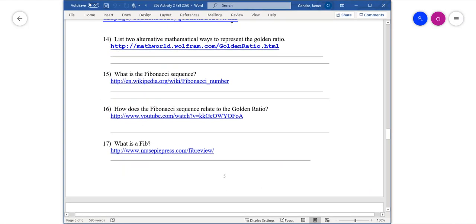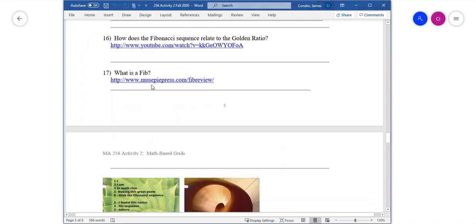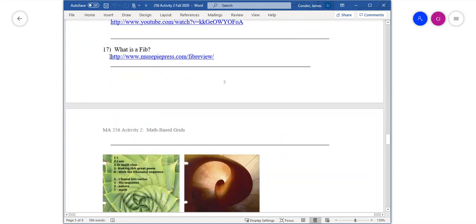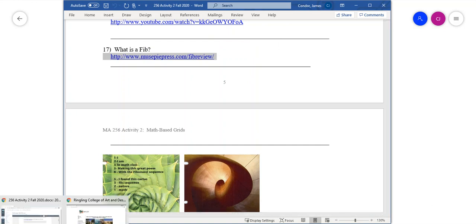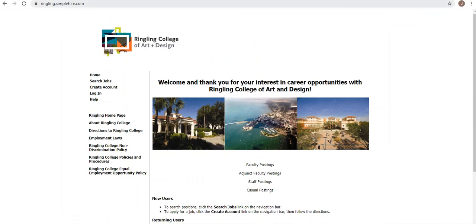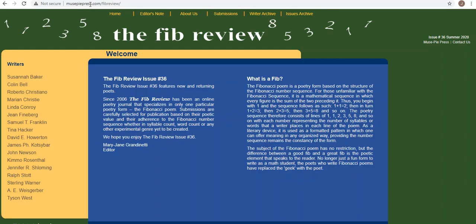All right, so we've got 15 and 16. What's a fib? 17. All right, the fib review. The fib is a poem, okay? It's a Fibonacci poem. It's a poetry form based on the structure of the Fibonacci sequence.